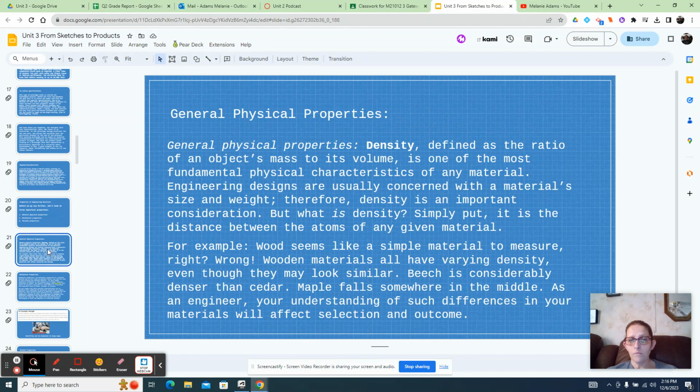So here are some physical properties. You have density, all right, which is the ratio of an object's mass to its volume. For example, wood seems like a simple material to measure, but it's really not. Wood materials all have varying densities, all right?